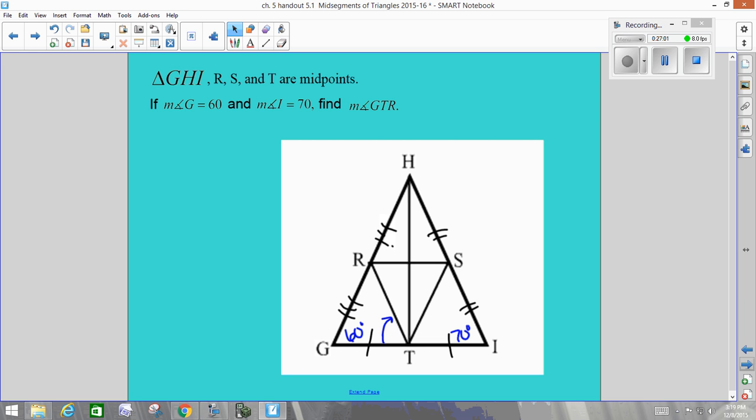Okay. Lindsay, you got something? But the rule says that if the lines are parallel, then corresponding angles are congruent. Why? It's a midsegment. RT is a midsegment, and the theorem on the front says that a midsegment's parallel to the third side. So yes, RT is parallel to HI. If I use this bottom segment as my transversal, then 70 corresponds with GTR. So they'd have to be congruent. So GTR is 70 degrees.